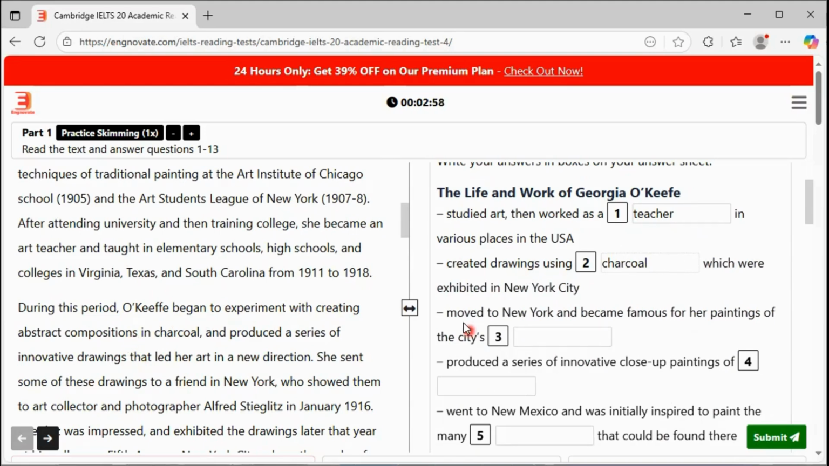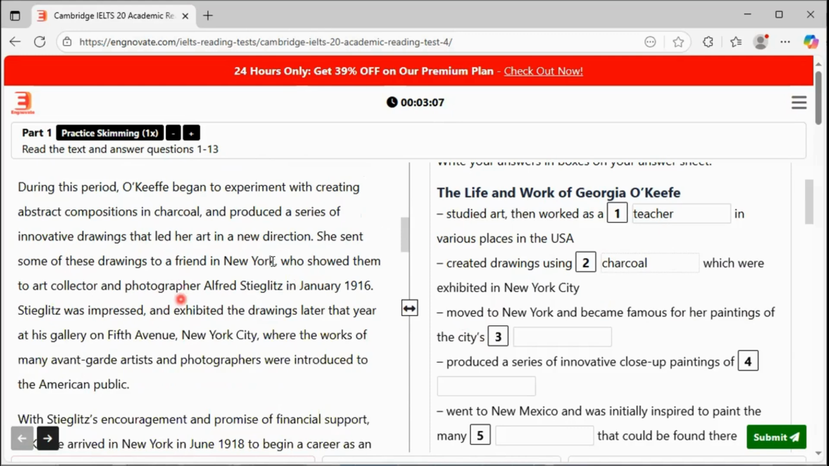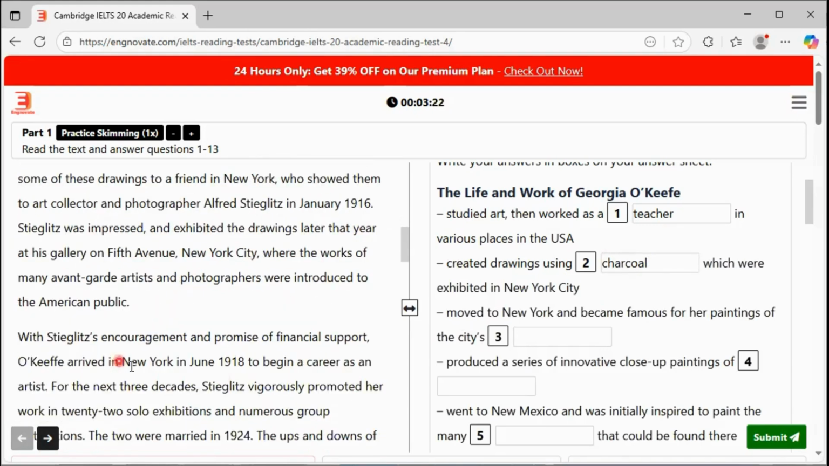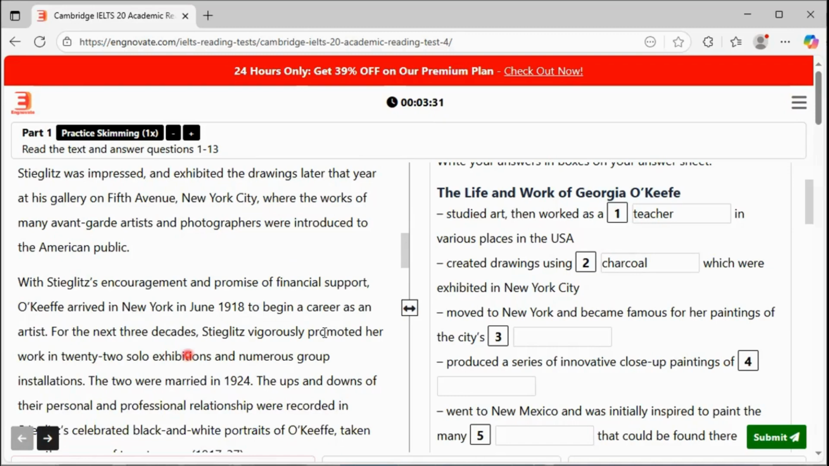That's number 2. Number 3, moved to New York and became famous for paintings of the city's dash. The city's what? So this is New York here. So exhibited drawings later at his gallery on the 5th Avenue, New York City. Okay, let me move to the next. Arrived in New York, and begin a career as an artist. For the next 3 decades, Stiglitz vigorously promoted her work in 22 solo exhibitions. Hold on. Moved to New York and became famous for her painting. Famous. Let me look for famous.